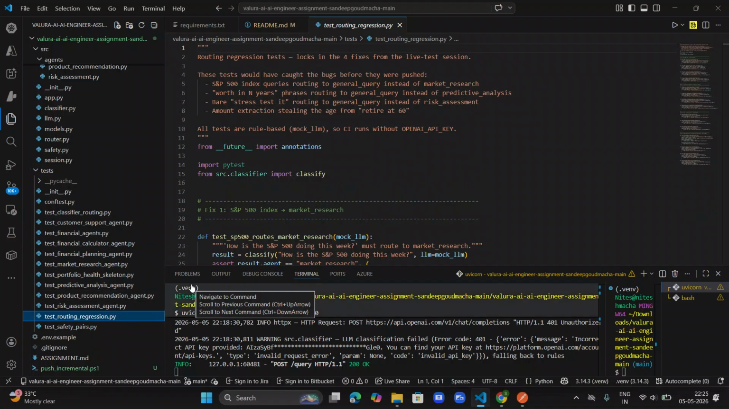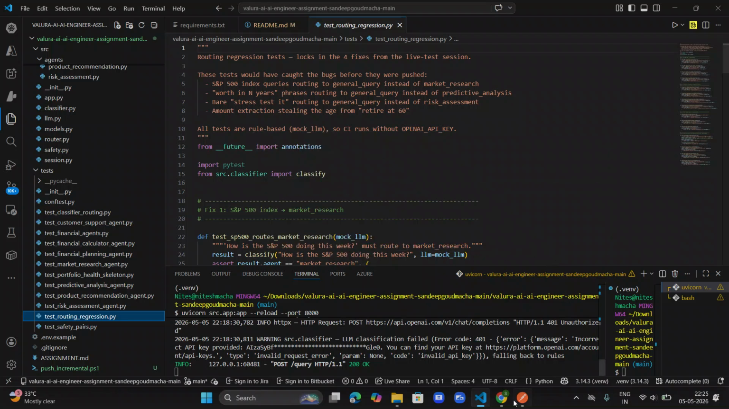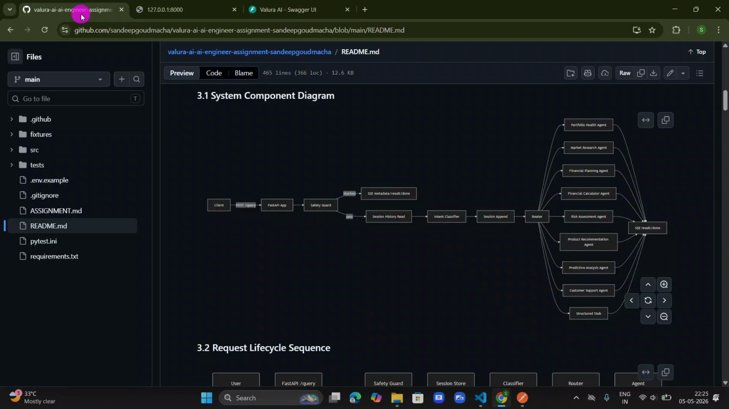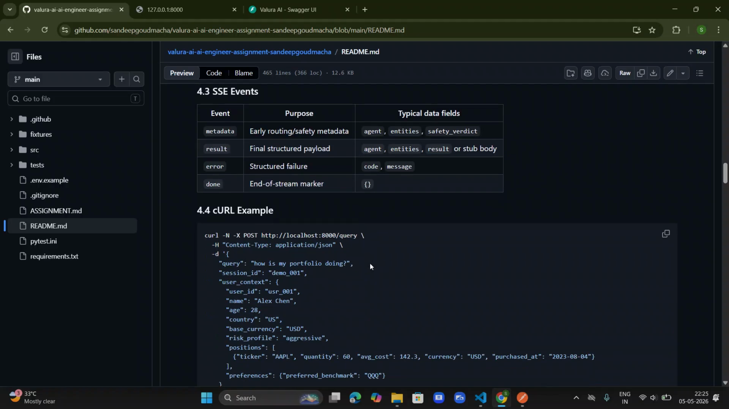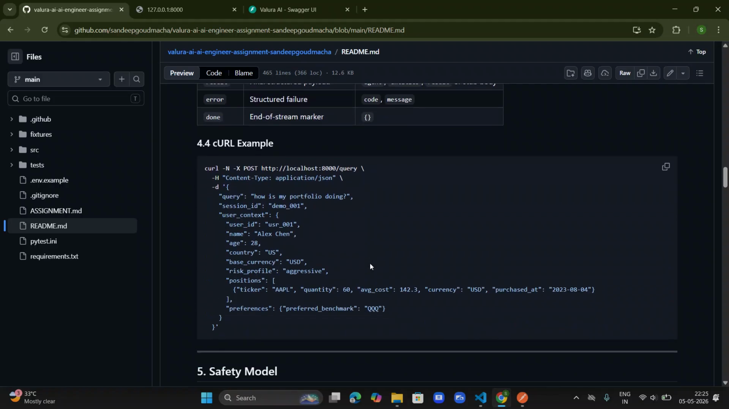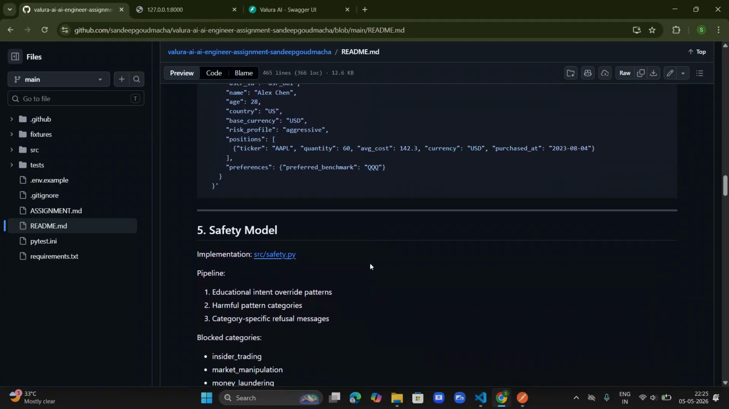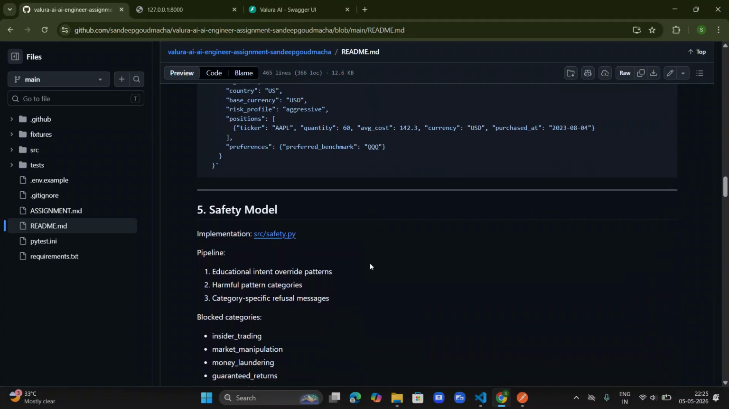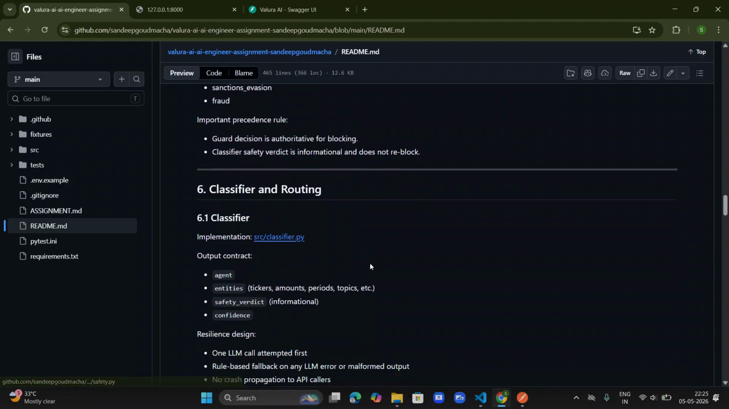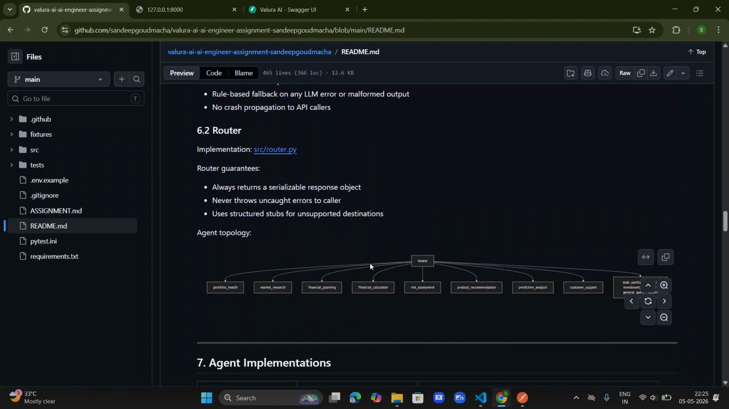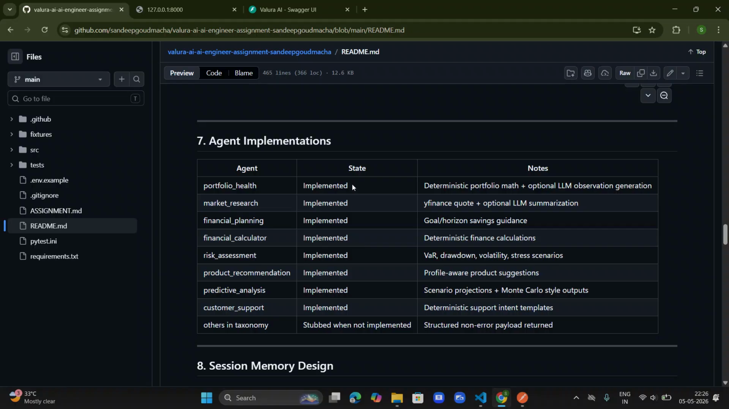If I had one more week, I would add two things. First, true token-level streaming. It is useful for streaming from the agent layer so the user gets incremental content faster, not just final structured events. Second, I would replace the in-memory session storage with a durable backend like Redis and Postgres, and add tracing, so we can measure latency and debug failures more easily in production.